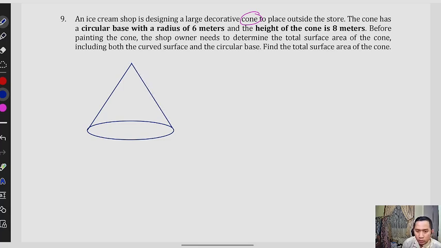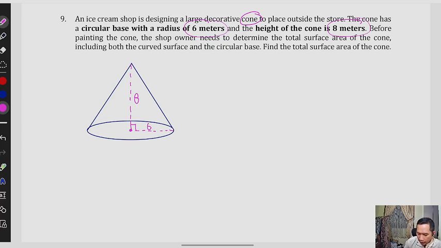Okay, that's the cone. And we have the radius is 6, so let's make the radius 6 there. The radius is 6. The height of the cone is 8 meters. So we have the height of the cone there, which is 8 meters. The height and the base form 90 degrees.